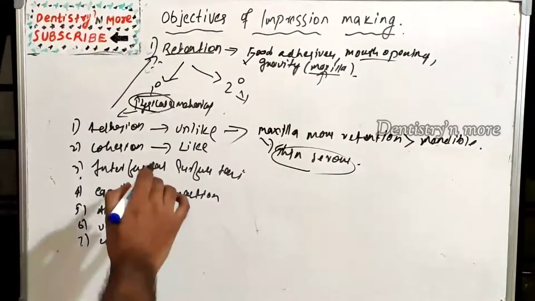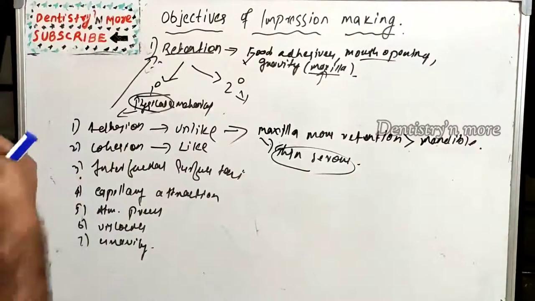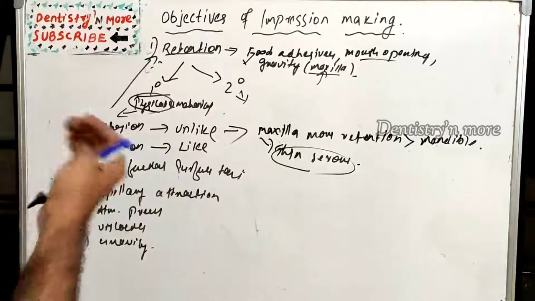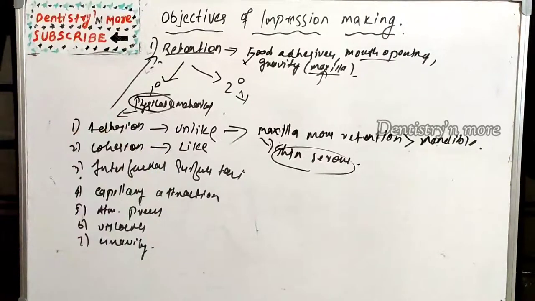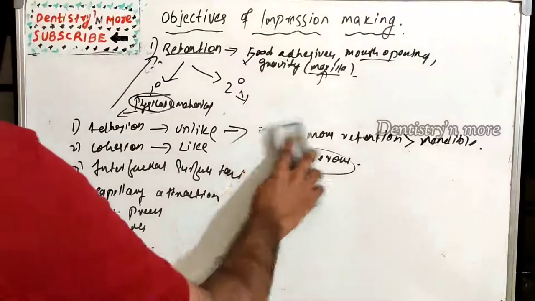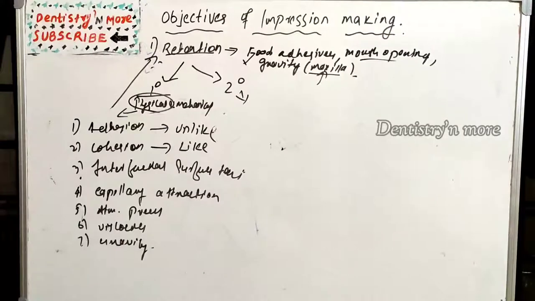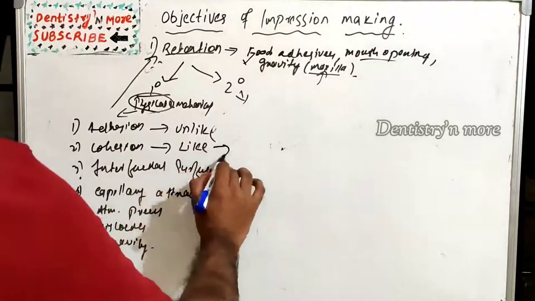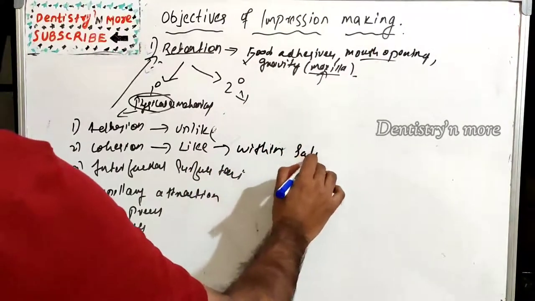So adhesion is the physical attraction of unlike molecules, and it acts when saliva sticks to the denture base and to the mucous membrane. Now we have cohesion. Cohesion is the force between like molecules or similar molecules. That is, it occurs within the layer of fluid or within saliva. It is the same molecules within saliva.